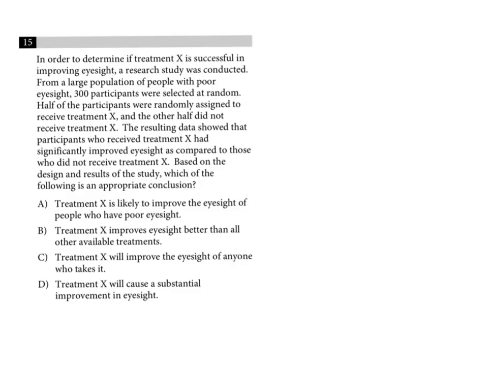Problem 15, in order to determine if treatment X was successful in improving eyesight, a research study was conducted. In a large population of people with poor eyesight, 300 participants were chosen at random. Half of the participants were assigned to receive the treatment, half did not receive the treatment. The resulting data showed that the participants who received treatment X had significantly improved eyesight, while the people who did not receive the treatment were not as good. Based on the design and the results of the study, which of the following can be the appropriate conclusion?